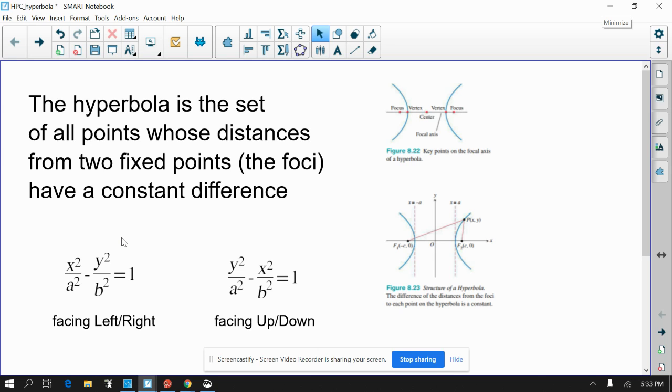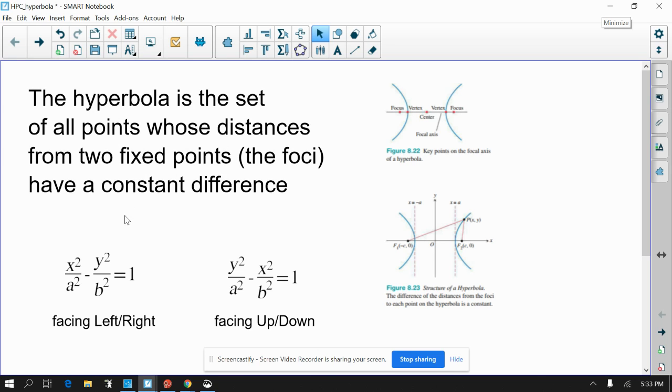Hello, everybody. So we are starting our next section on hyperbolas. This will be the last section for this chapter. So hyperbolas can be defined by distance, like parabolas and ellipses and circles, and this is how we define it.